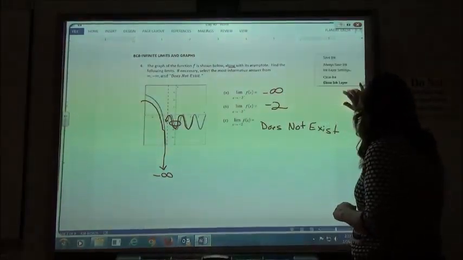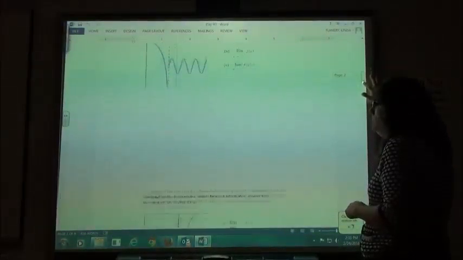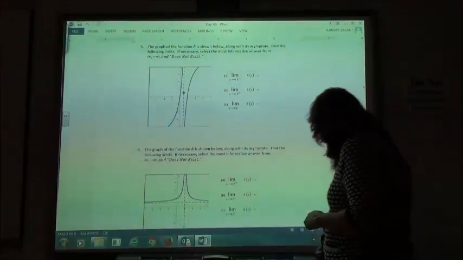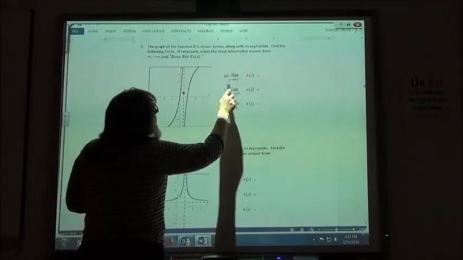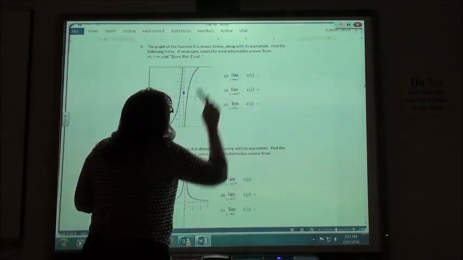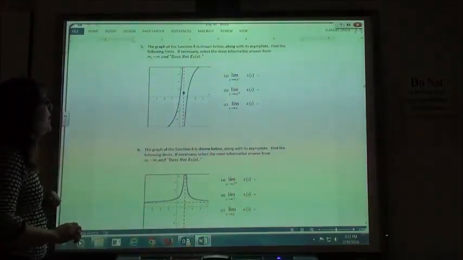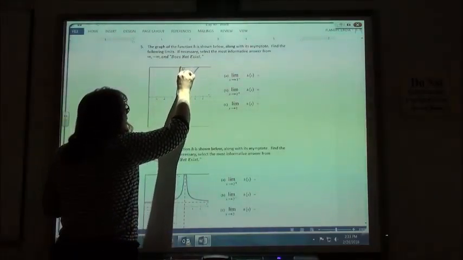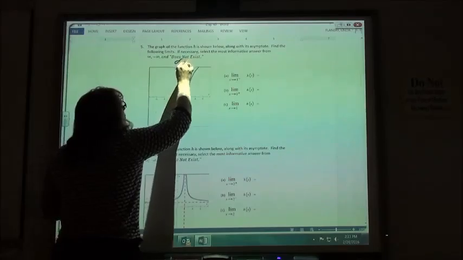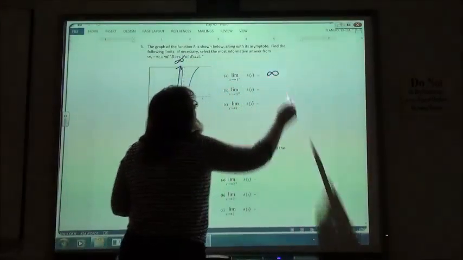So if we look at the next one, looking at my graph, as x approaches 1 from the negative direction. So as I approach 1 from my left-hand side, my graph is going up and up and up, so that means it's approaching positive infinity.